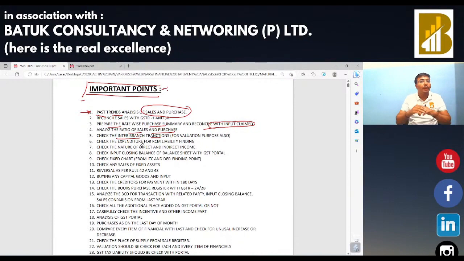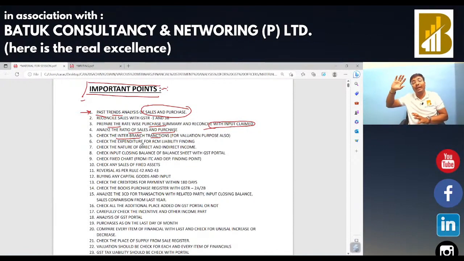Think in reverse. I have an excess amount of input tax credit, so I am going to sell that particular product to my branch office at a higher price, and the branch has a lesser amount of input tax credit. So by transferring that particular product at a higher price, I am going to transfer the input tax credit to my branch. That is also considered manipulation. So we need to be very careful in cases of branch transfer or stock transfer.